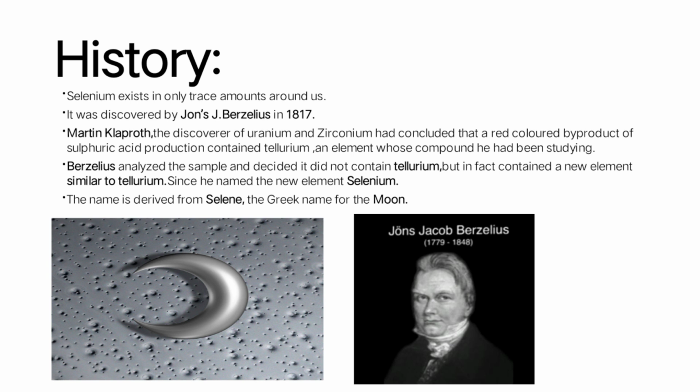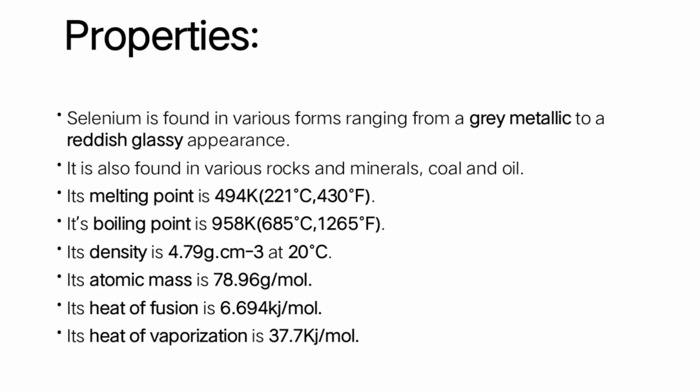Berzelius analyzed the sample and decided it did not contain tellurium, but in fact contained a new element similar to tellurium. Hence he named the new element selenium. The name is derived from Selene, the Greek name for the moon.